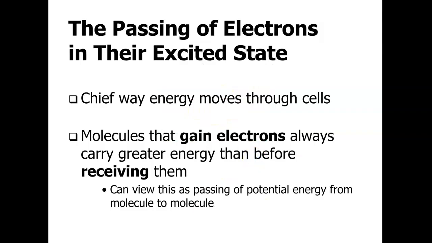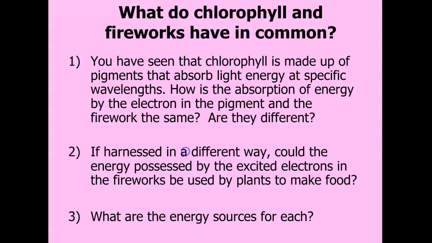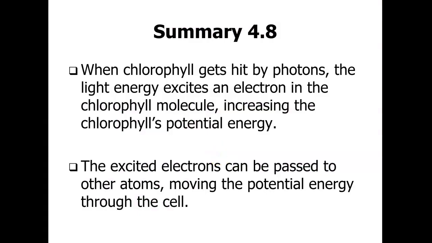The passing of electrons in their excited state is going to be a chief way that energy moves through cells, so from cell to cell. Molecules that gain electrons always carry greater energy than before receiving them, so you can view this as a passing of potential energy from one molecule to the next. So in summary, when chlorophyll gets hit by photons, the light energy excites an electron in the chlorophyll molecule, increasing the chlorophyll's potential energy. The excited electron can be passed to another atom, moving that potential energy through the cell.